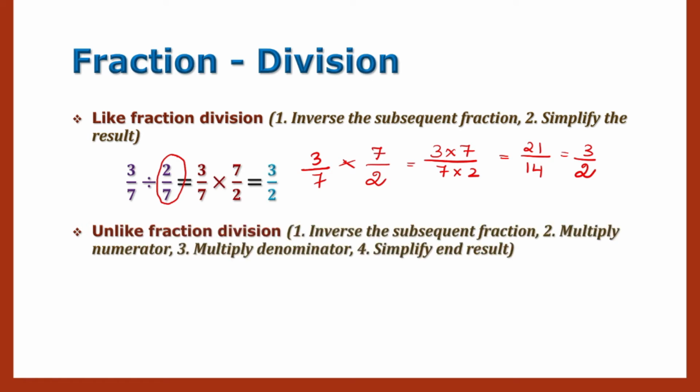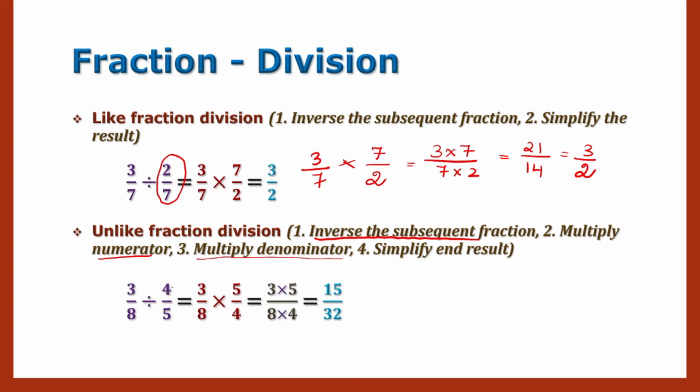Friends, the steps are the same for both like fractions and unlike fractions. As usual, we have to take the inverse of the subsequent fraction, and then we multiply the numerators, multiply the denominators, and then we simplify the result. Now, let's see an example. 3 by 8 divided by 4 by 5.